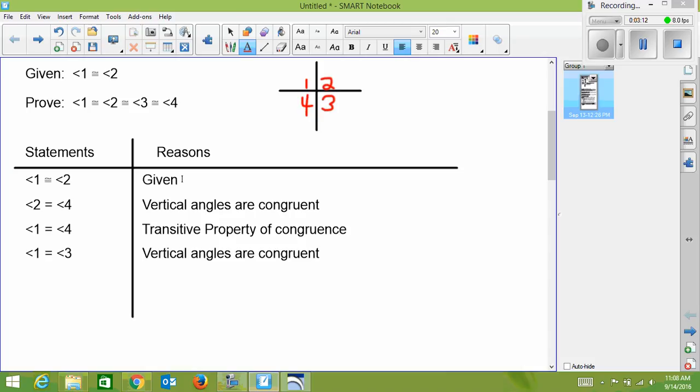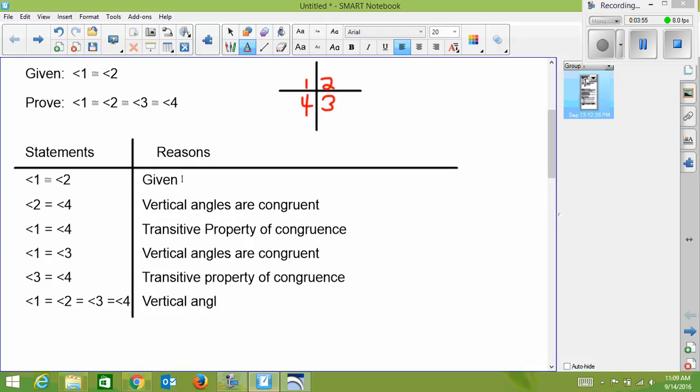Next logical step after that. Now I know that 1 is equal to 3. Well, if I know that 1 is equal to 4 and 1 is equal to 3, can't I also then say that angle 3 is equal to angle 4? And what's the rule that goes with that? That's the transitive property of congruence again. And so now, if I know that 3 and 4 are equal also, I can say angle 1 is equal to angle 2 is equal to angle 3 is equal to angle 4.